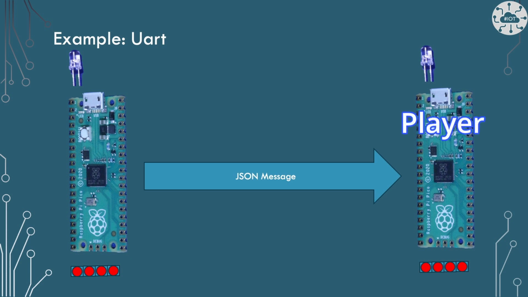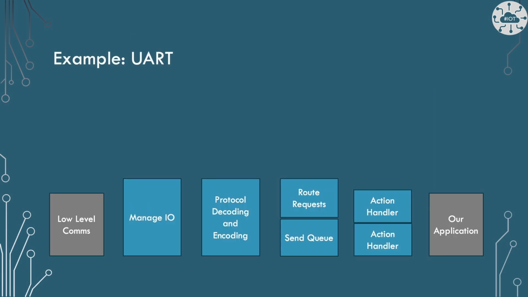The second Pico, the player, will receive a message, decode that message, and if valid, show the number on its bank of LEDs. We're basically going to design a set of components in FreeRTOS to handle this I/O pattern bridge.